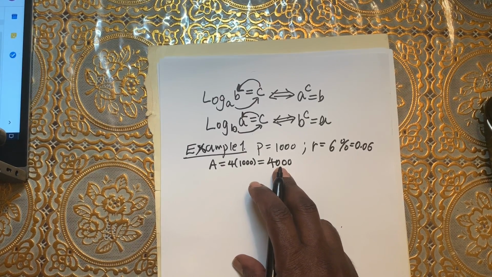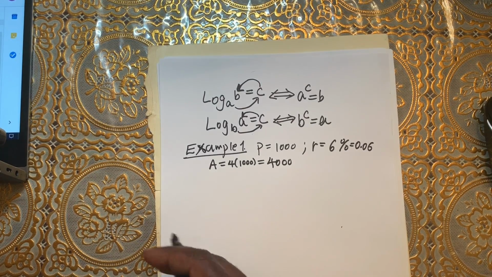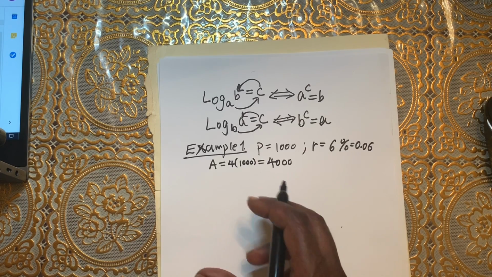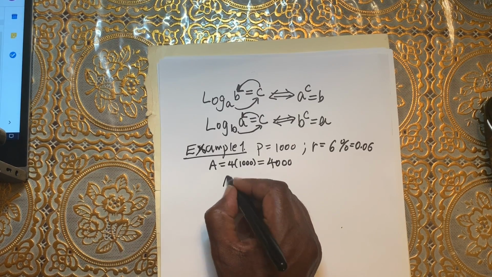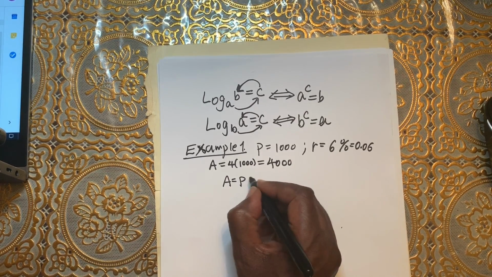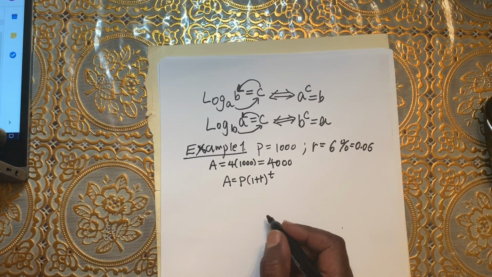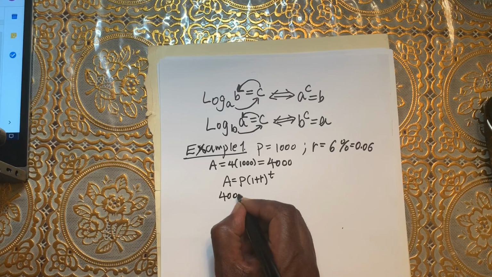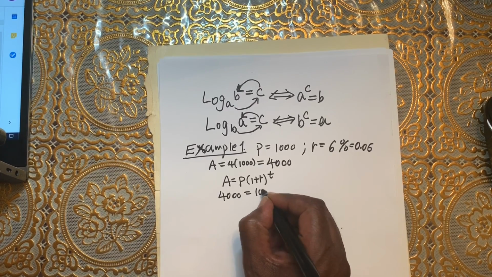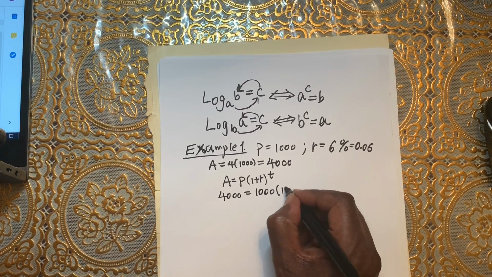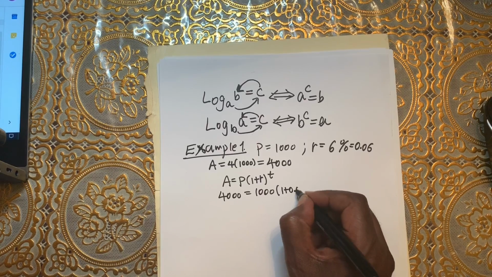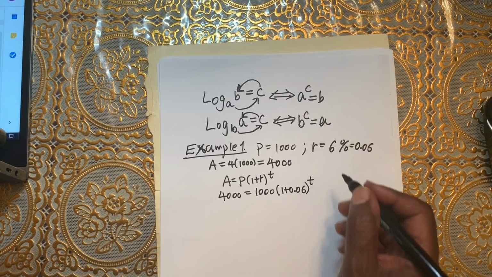In how many years will Mr. Peter get this? Last time, if you remember, we were creating a table and finding, but the formula we use would be A equals P into (1 plus R) to the power of T. So A would be replaced by 4,000, P would be replaced by 1,000, (1 plus 0.06) to the power of T.